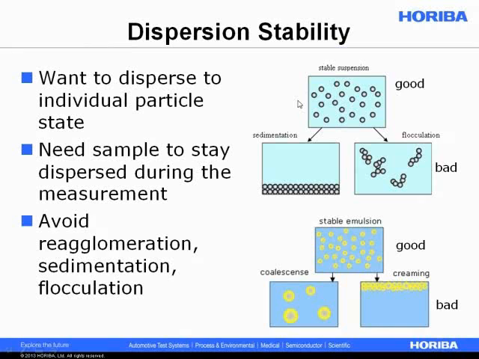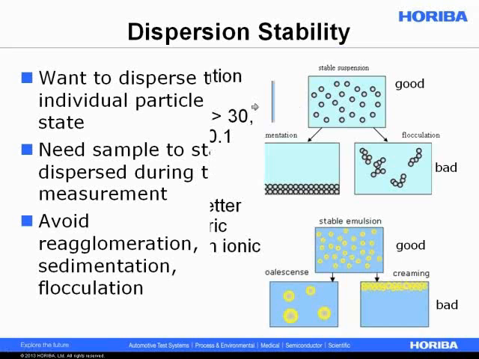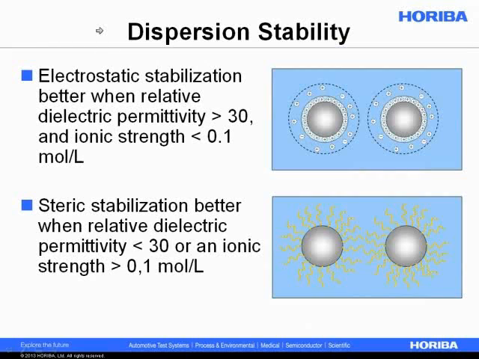So we want these individual particles. We don't want them to flocculate. We don't want them to aggregate or to settle down during the measurement. So what we want to do is create a stable suspension during the measurement. And there are two classic approaches to dispersion stability.